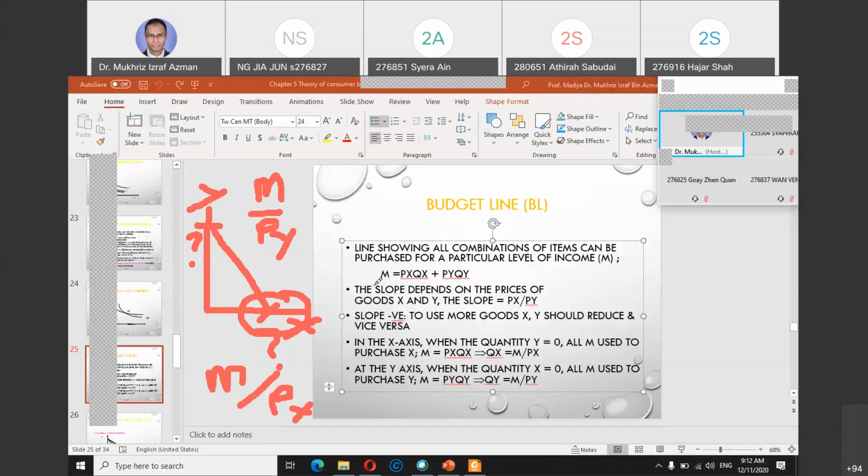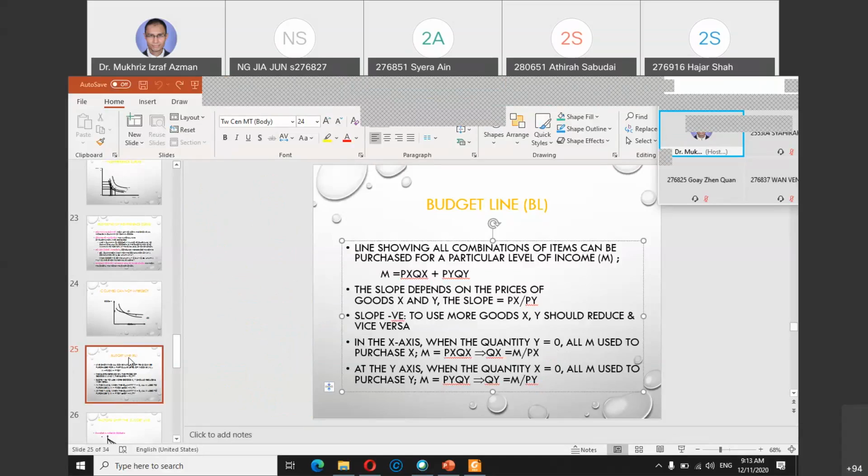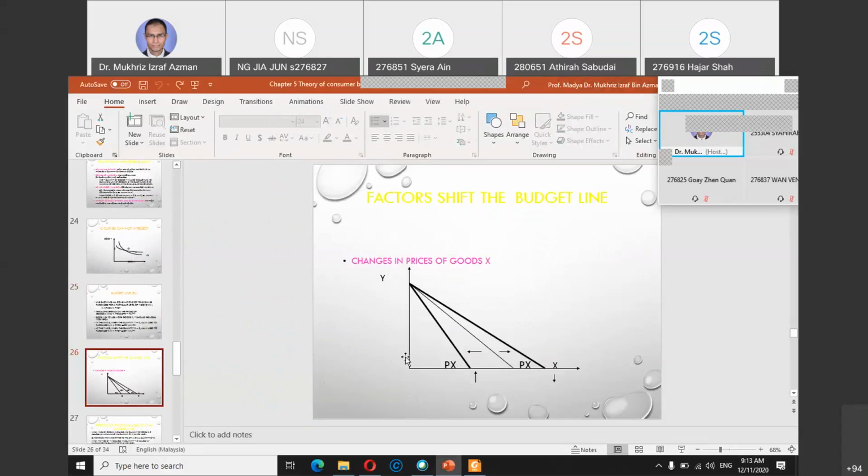But of course, in the principles of economics, you are not required to draw this, because you are going to be tested based on multiple choice questions. So M over PX, M over PY, this is what it means. As long as you know how to calculate the two values, if you are asked what is the value on the y-axis or on the x-axis where the budget line intersects, this can be obtained by M over PY or M over PX. That is a simple way to calculate.